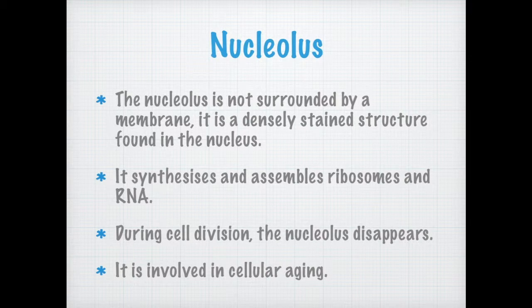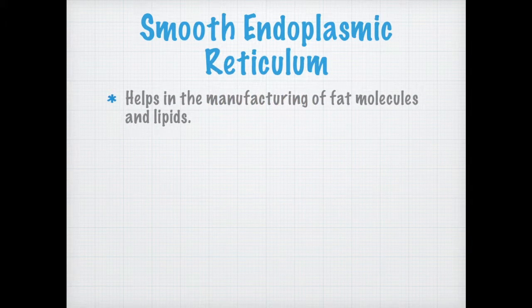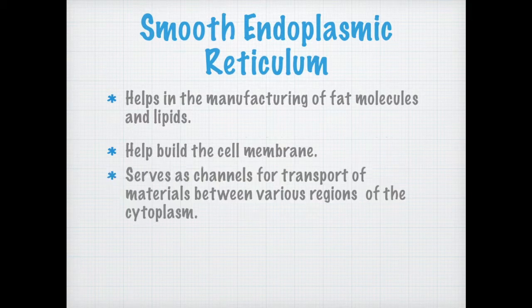Now let's move on to the smooth endoplasmic reticulum, or the SER, or the smooth ER. It helps in the manufacturing of fat molecules and lipids. It helps in the manufacturing of the fats your cell needs. It also helps build the cell membrane. The cell membrane is basically the boundary of the cell. We're going to study about that in the next video, but what you need to know for now is that the SER helps build the cell membrane.